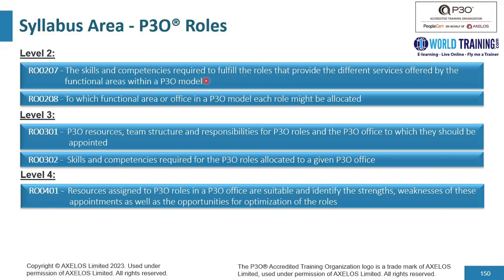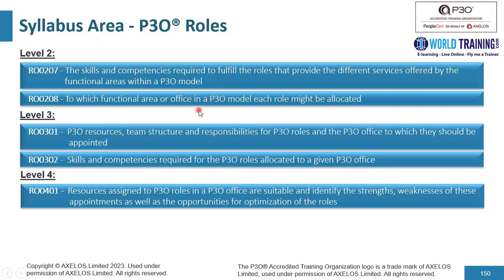If you remember, broadly speaking, we could break down the various functions of a P3O into strategic planning support, delivery support functionalities, and center of excellence functional areas. So we would look into the skills and competencies required to fulfill the roles that provide the different services offered by the different functional areas within a P3O model.